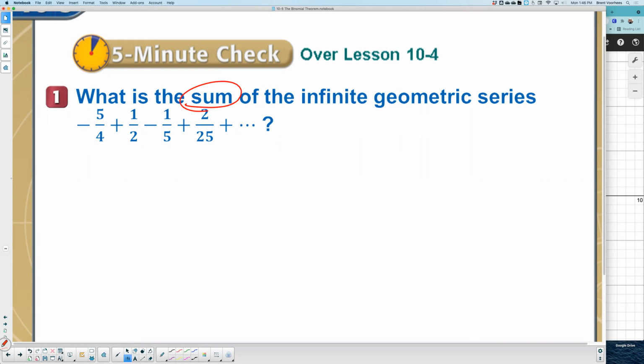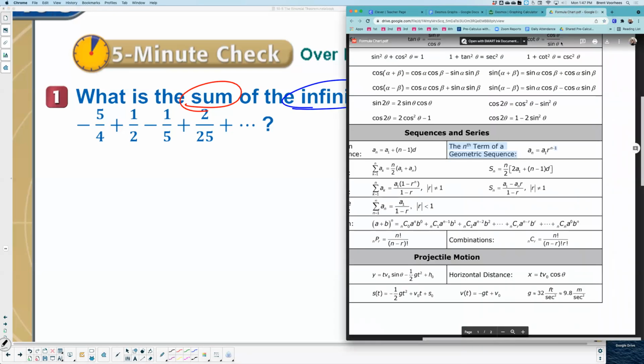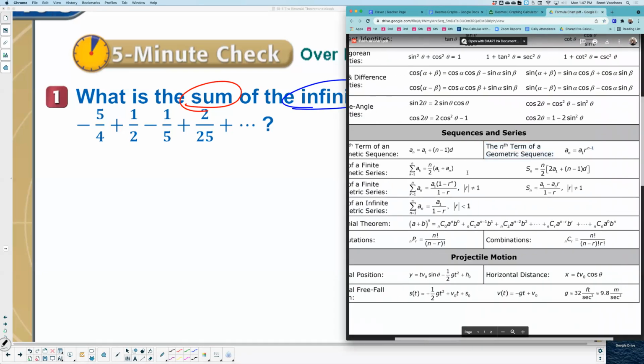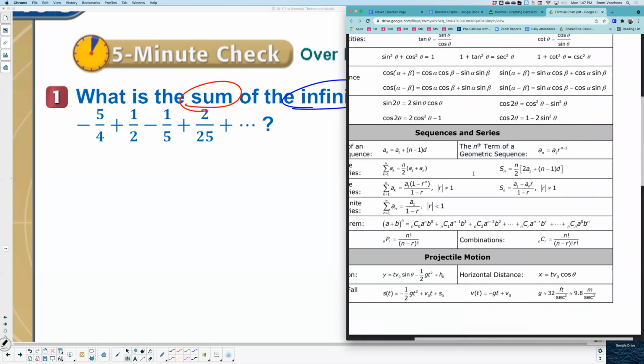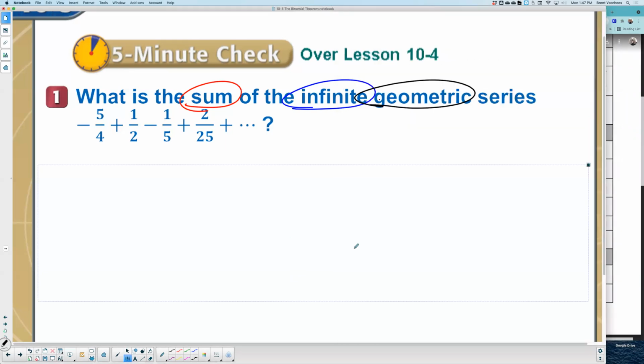Mark, I'll let you take some, and now you're out. What are other key words that other students see? Infinite and geometric. Okay, I'm going to start with geometric. On our formula chart, we have a formula for geometric. All right, you got to highlight it. Under sequences and series, I'm going to go to the nth term of a geometric sequence, and I'm going to take that formula. That's going to be the formula we're going to use.